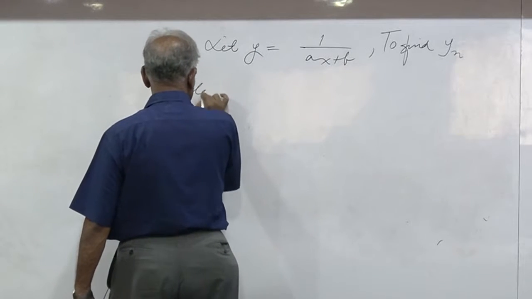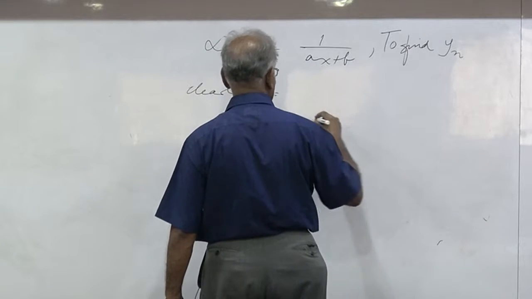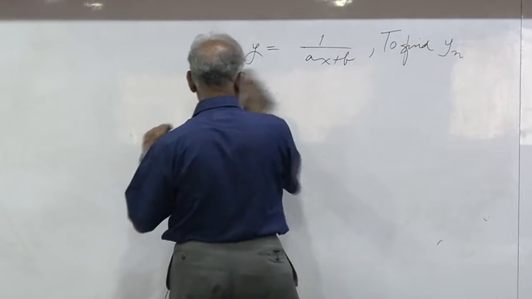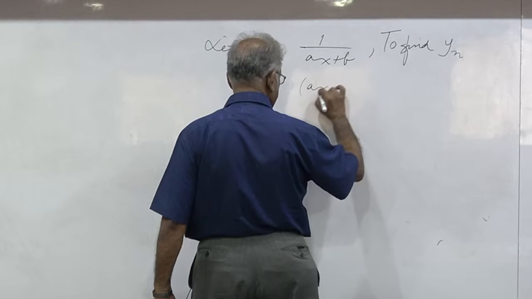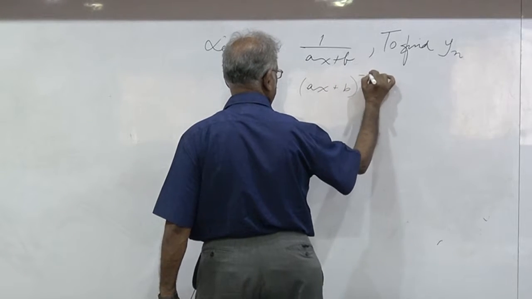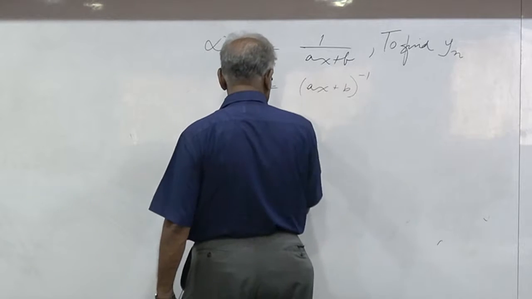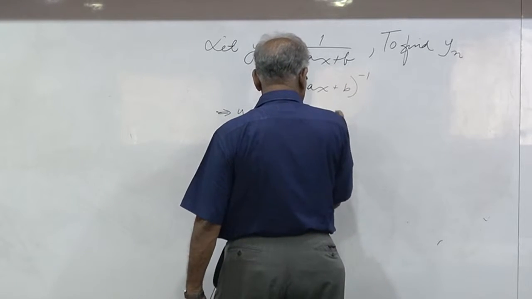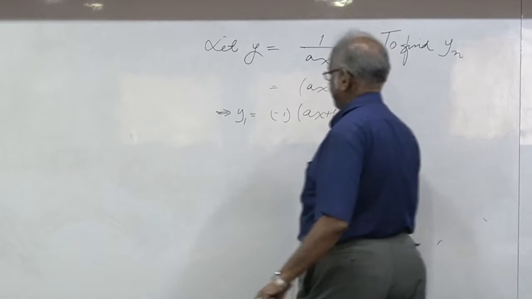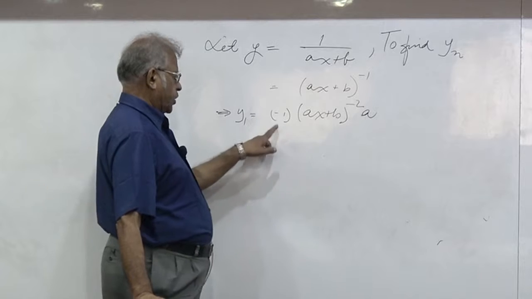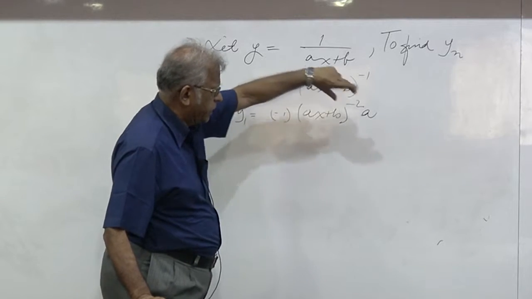Now, clearly we can write y1. If we notice that this is ax plus b, we'll write that before we do y1. So, we write this y is equal to ax plus b to the power of minus 1. So, that implies y1, the first derivative, is minus 1 into ax plus b to the power of minus 2, and applying the chain rule, there will be a factor of a. So, the first derivative is minus 1 to the power of 1 ax plus b to the power of minus 2 into a. This is applying the chain rule, differential coefficient of ax plus b is plus a.